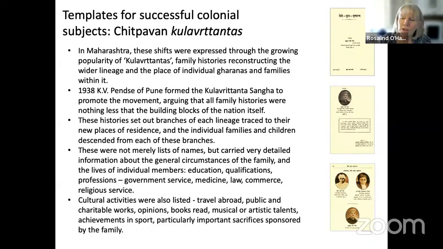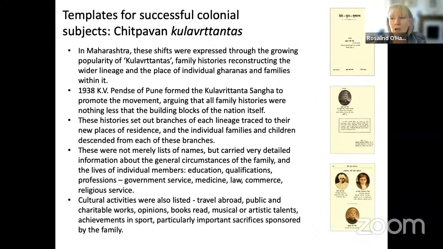An important inspiration for this movement was a chap called K.V. Pense of Pune. And in 1938, he formed the Kulavratanta Sangha to encourage and promote the movement. He said, look, guys, this is not just the history of individual families. These matter because these are the building blocks of the history of the nation. And that's why it's important they should be recovered and connected so that we can see the full extent of the dispersal and branching out and ultimately the success of the many families in a particular Brahmin Kula.